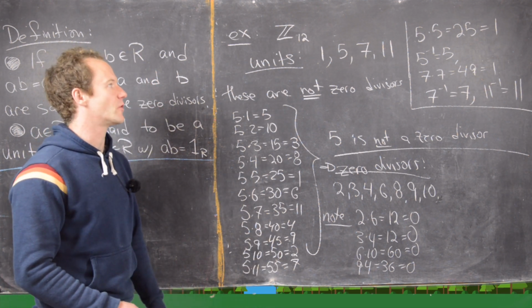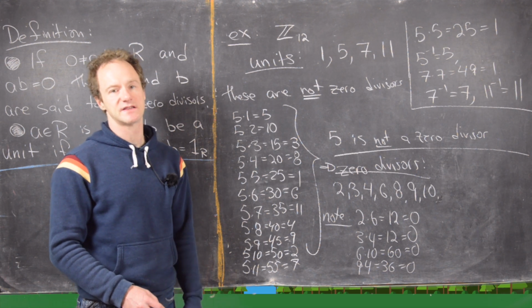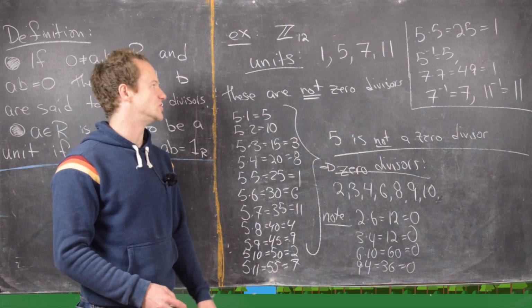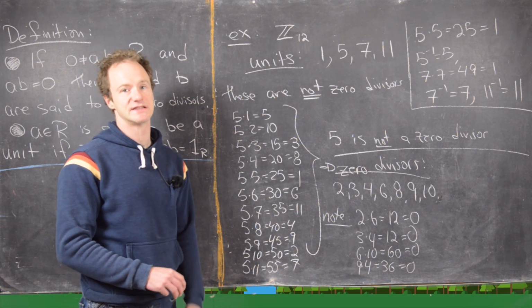Now I'm going to clean up the board and I want to prove something about Zn in general about its units and zero divisors.